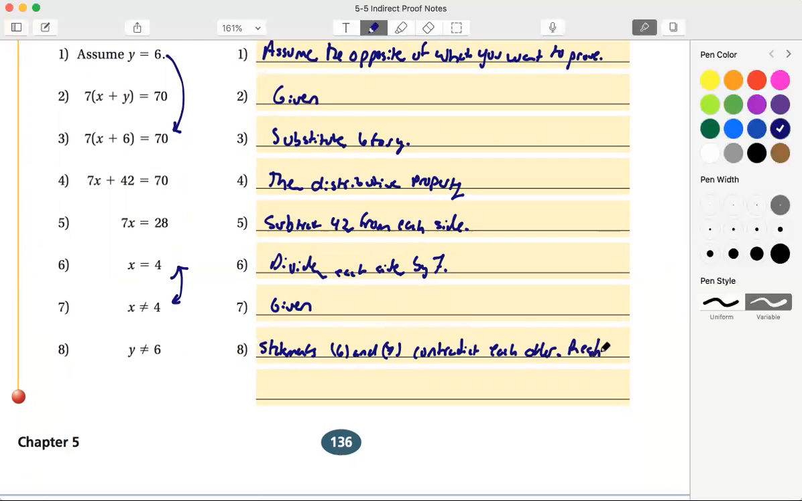Reaching a contradiction means the assumption was wrong. Thus, I can prove the opposite.